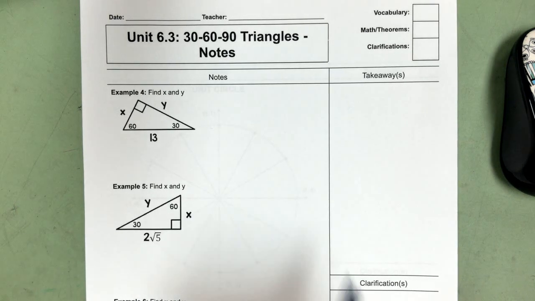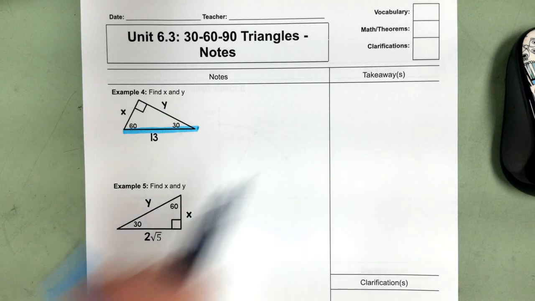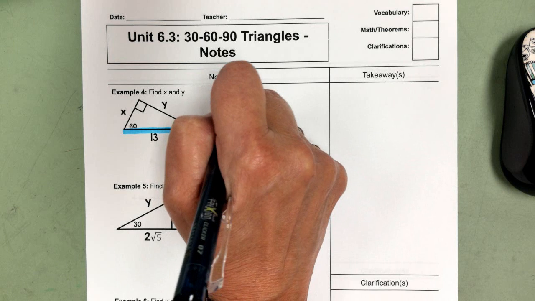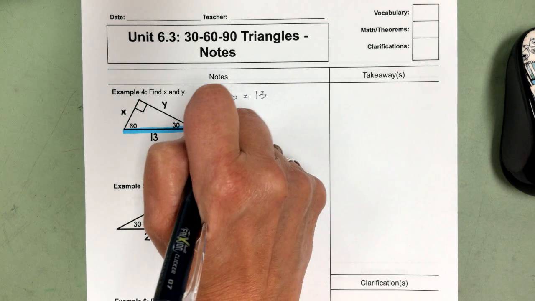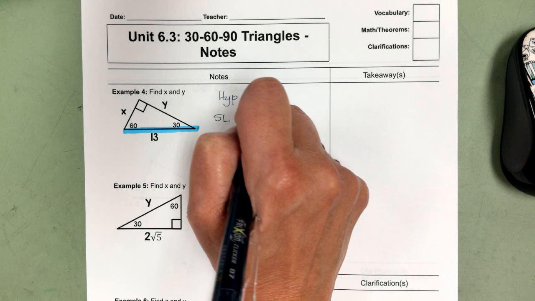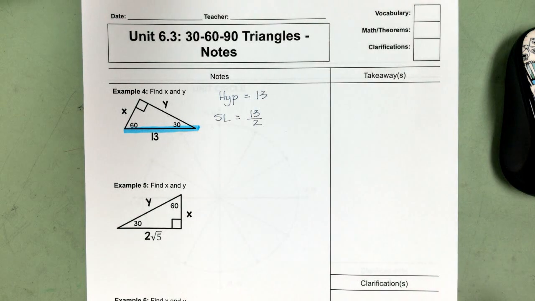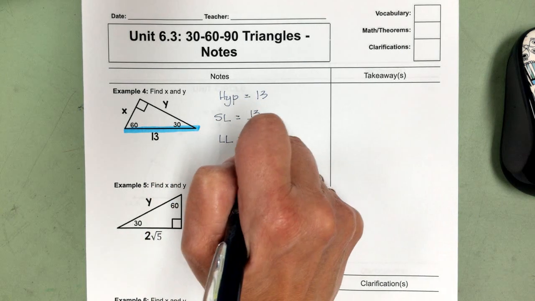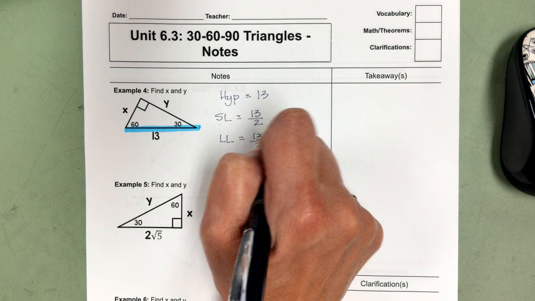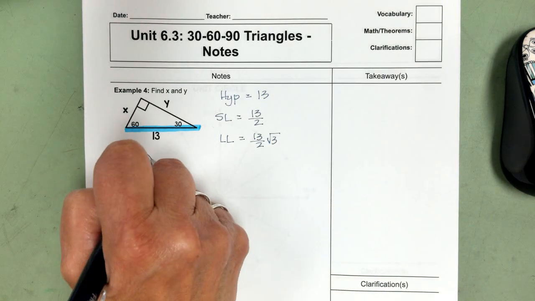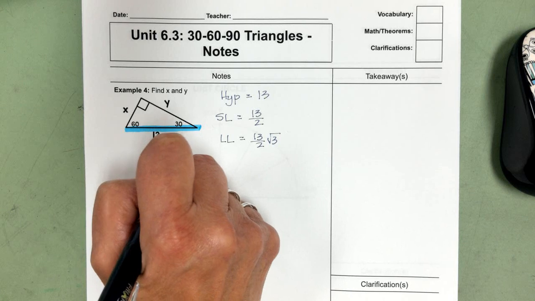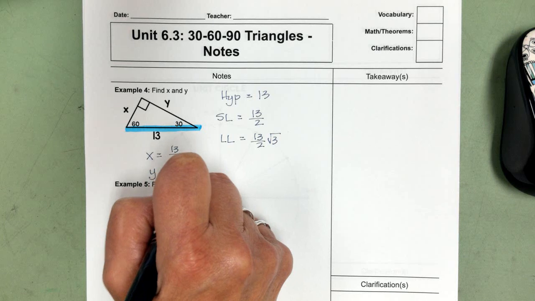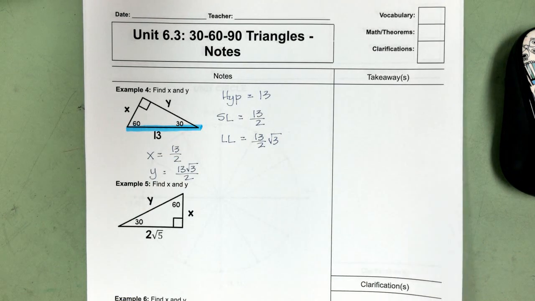All right, example 4. We have the hypotenuse. Hypotenuse equals 13. To find the short leg, we divide the hypotenuse by 2. I would just leave it like that because it can't be simplified. Long leg is the short leg times the square root of 3. So in this case, x equals 13 halves, and y equals 13 square root of 3 divided by 2.